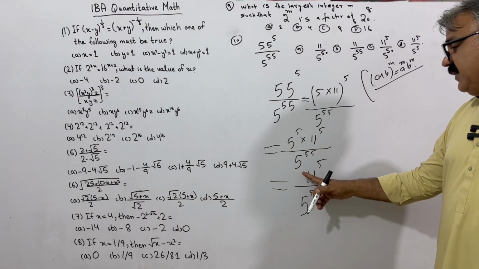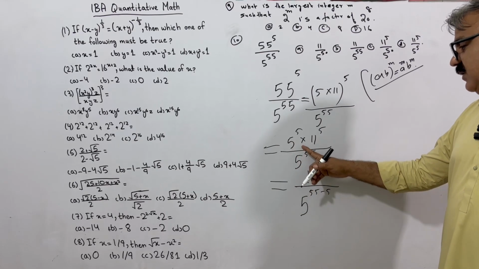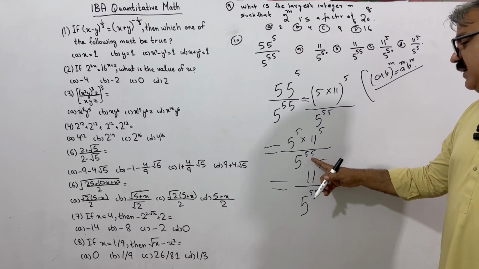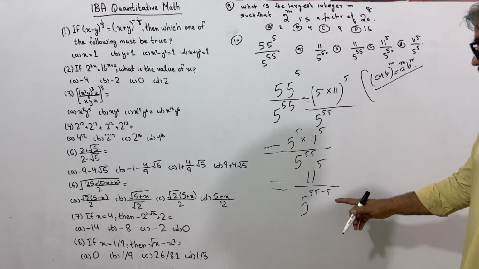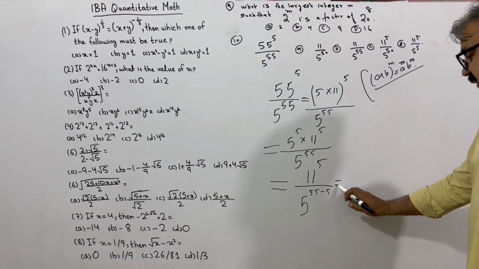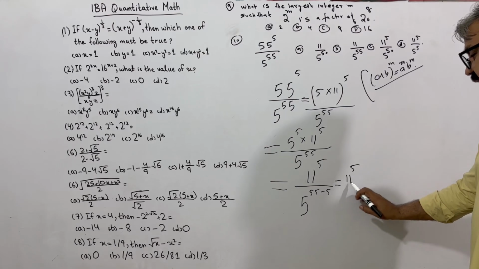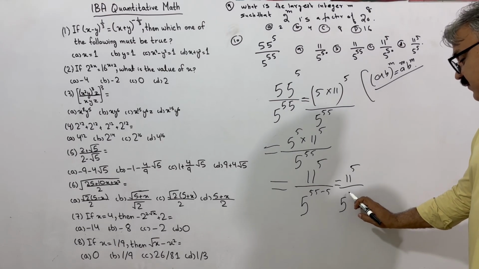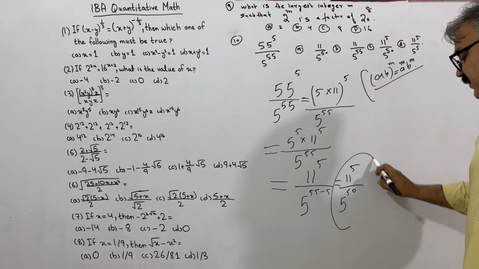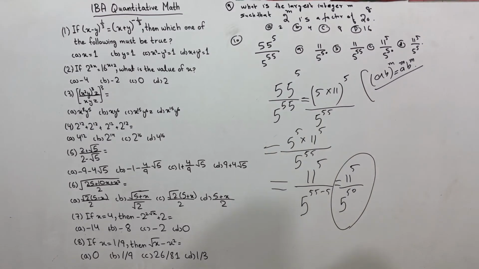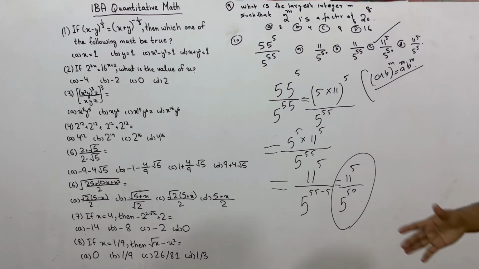Both have base 5: 5 raised 5 and 5 raised 55. I am subtracting 5 from 55, so it is 11 raised 5 over 5 raised 50. It's my final answer. So option C is the correct option.